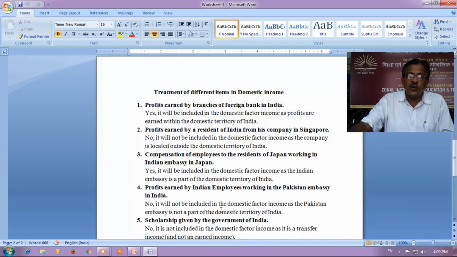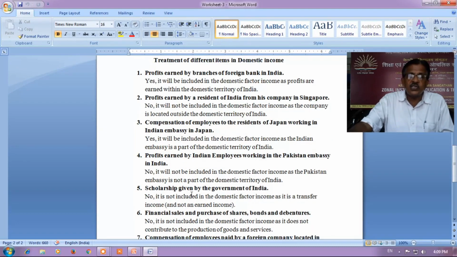Profits earned by Indian employees working in Pakistan embassy in India. No, it will not be included in the domestic factor income as the Pakistan embassy is not a part of domestic territory of India. Scholarships given by the government of India. No, it is not included in the domestic factor income as it is a transfer income because there is no contribution from the person who is receiving scholarship, that is a unilateral payment.